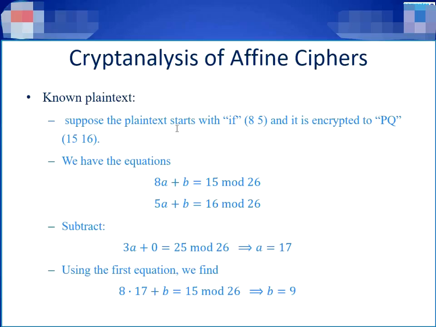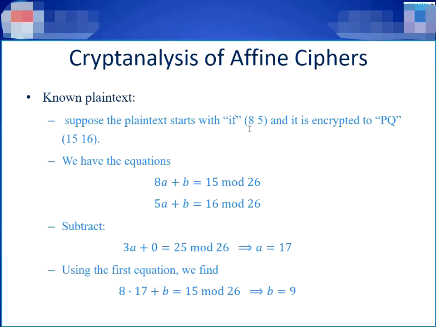That is, we know that our plain text starts with the word "if". This word is encrypted as PQ. We know that I is the ninth letter in the alphabet, and this is encoded as 8, and F is encoded as 5. Encoding for P and Q is 15 and 16 respectively.